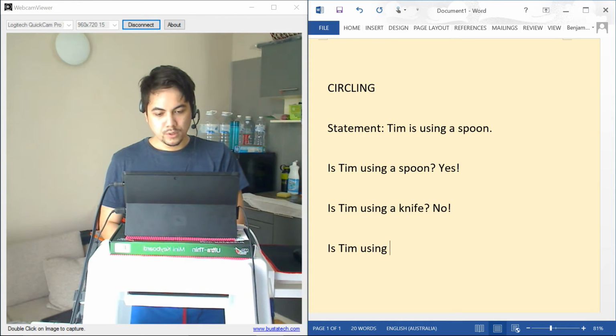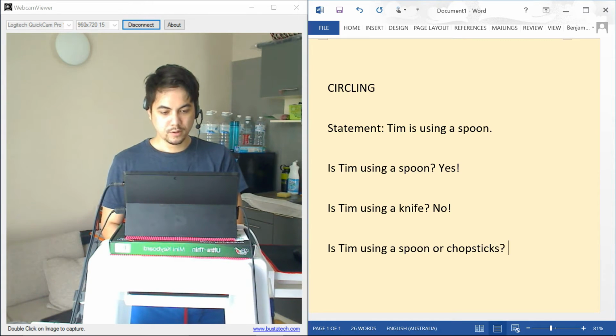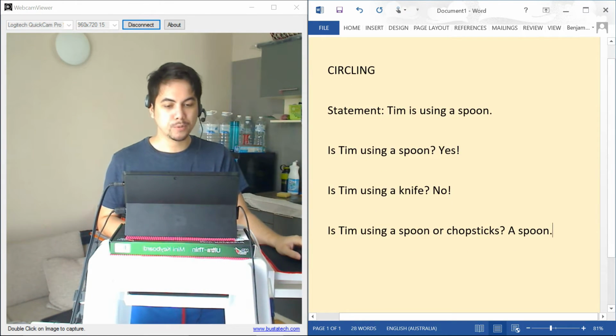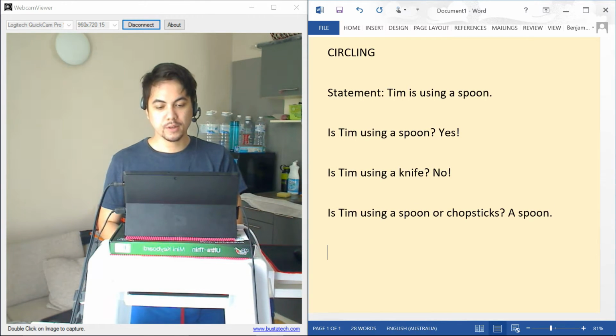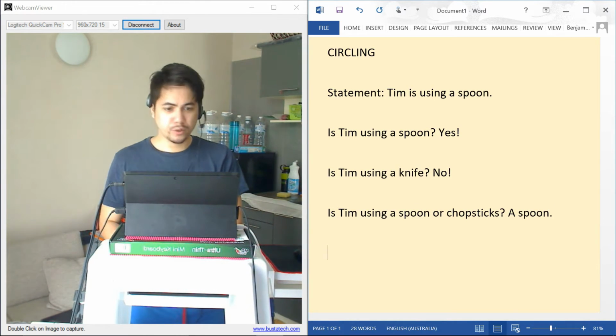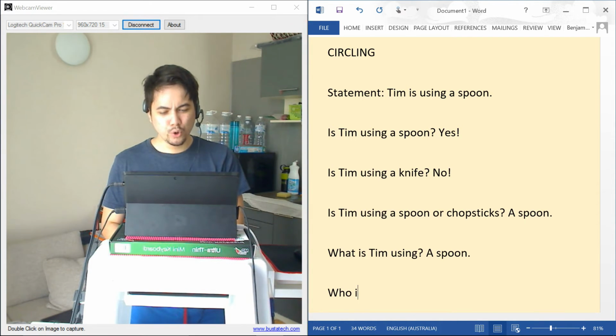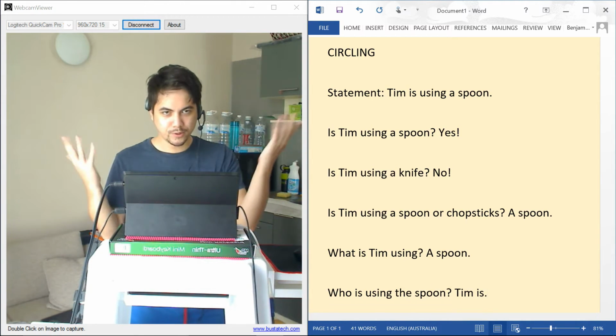Is Tim using a spoon or chopsticks? He's using a spoon. So the student just says a spoon. And yeah, that's right. Tim's not using chopsticks, he's using a spoon. He can't use chopsticks. He doesn't know how to use chopsticks. Anyway, another question about this statement. What else could we ask? What is Tim using? A spoon. Who is using the spoon? Tim is. Tim's the person who's using the spoon.